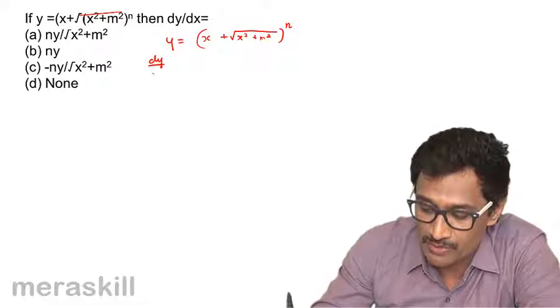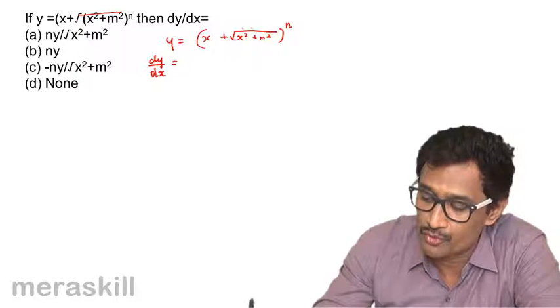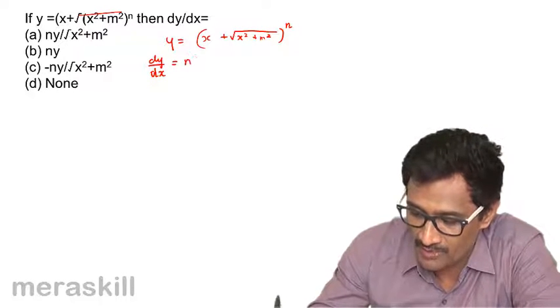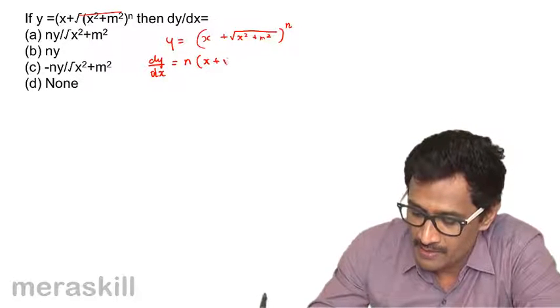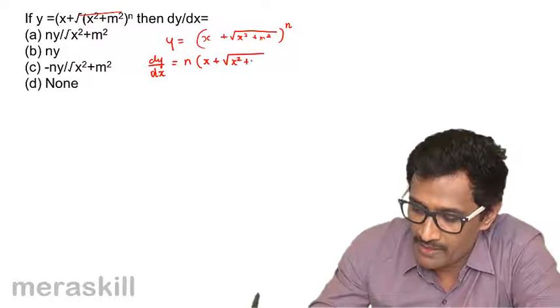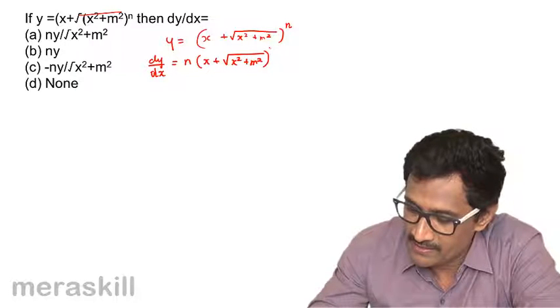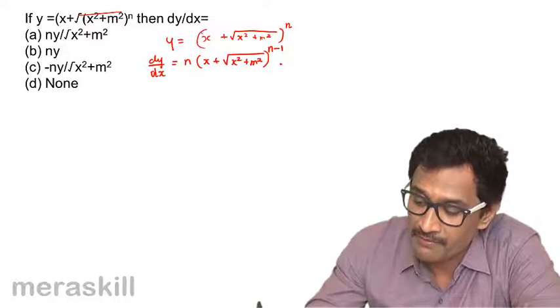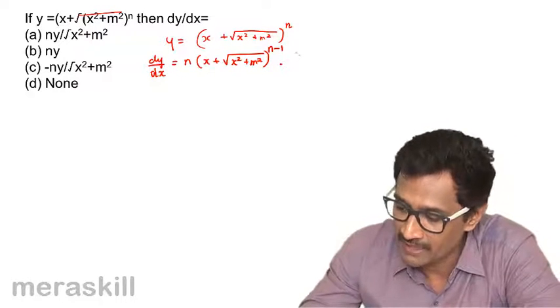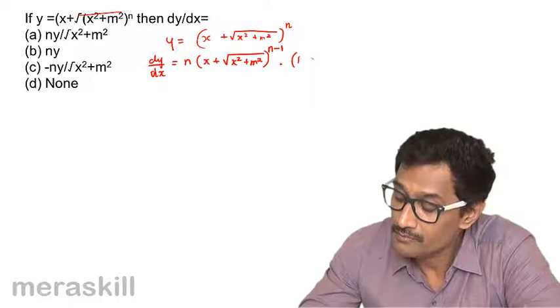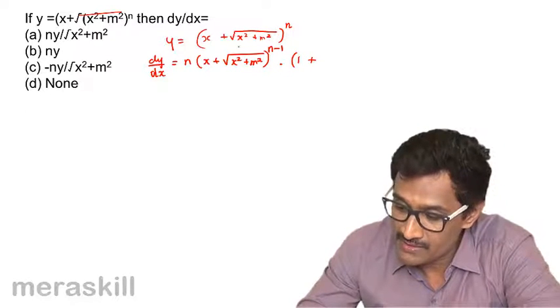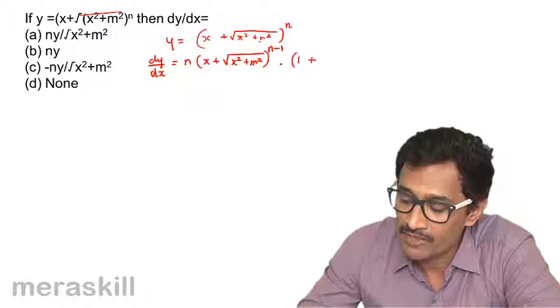Suppose we are going to take dy by dx only. But suppose this was u raised to n, the derivative is going to be n u raised to n minus 1. So n u, that is n into x plus root x square plus m square raised to n minus 1. We have done this. Into, we move inside, we find the derivative of this. Derivative of x is 1, plus derivative of this alone is what? It is some variable raised to n.